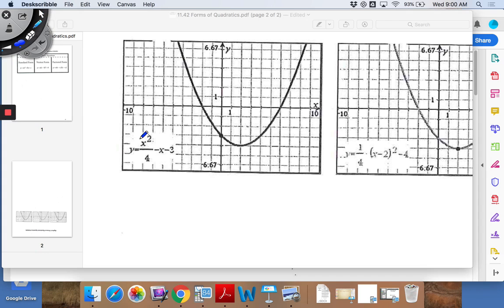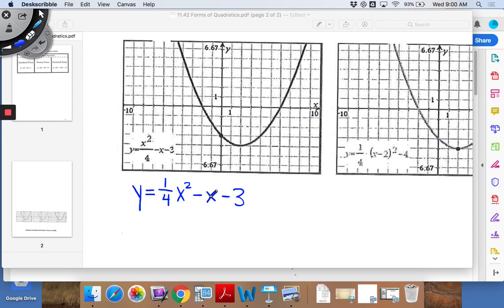So this first one in the bottom corner, it tells you what the equation is. So this, we could rewrite this. So this freaks people out when it's x squared over 4. So just want you to know that that could be written as 1 over 4 x squared minus x minus 3. And now that is in standard form.